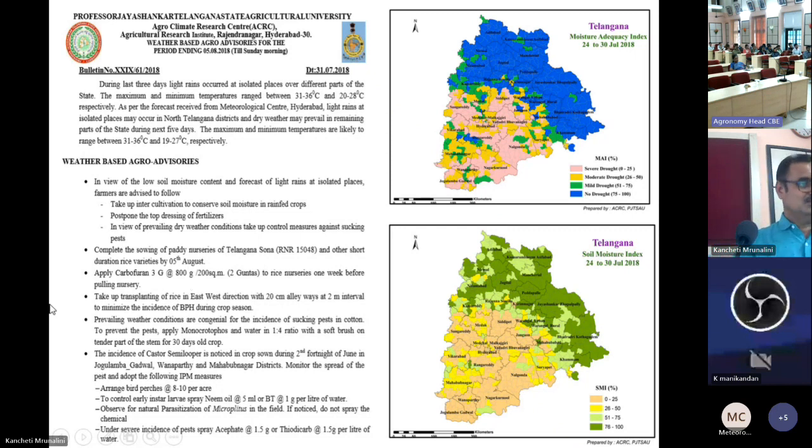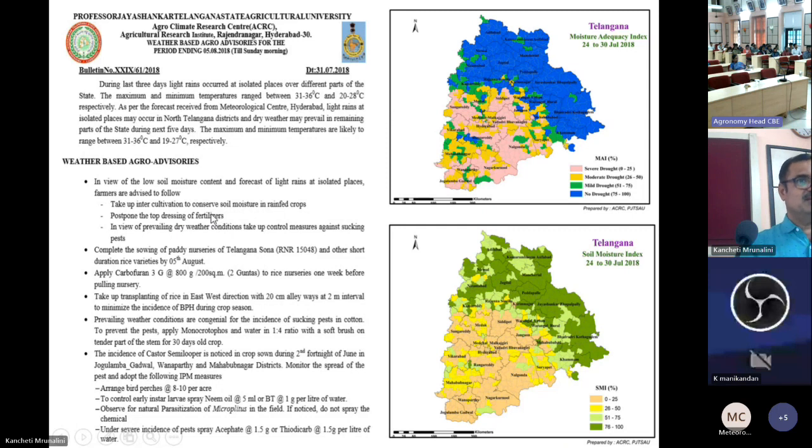Can you read? Here, in view of the low soil moisture content and forecast for light rains at isolated places, farmers are advised to follow these. Take up intercultivation to conserve soil moisture in rain-fed crops, as this is an agronomic practice, and postpone the top dressing of fertilizer.